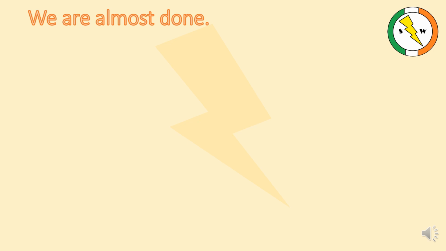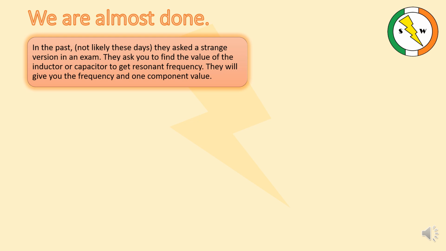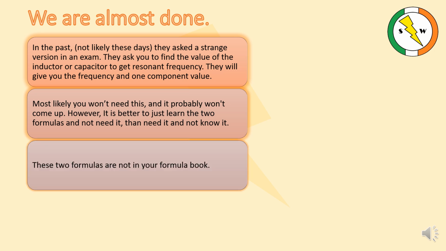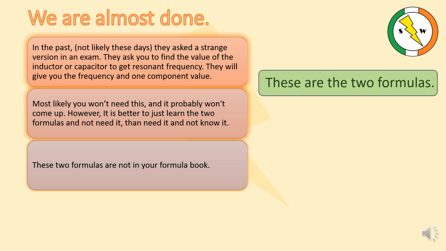Now, thank God we're almost done. So in the past, they used to ask a strange version of this in the exam. They ask you to find the value of the inductor or the capacitor to get the resonant frequency, and they'll give you the frequency and one component value. So most likely you won't need this, and it probably won't come up, but it's better just to learn the two formulas and not need it than need it and not know it. And these formulas are not in your formula book, so you'll need to memorize these or learn how to transpose the normal resonant frequency formula. So these are the two formulas.